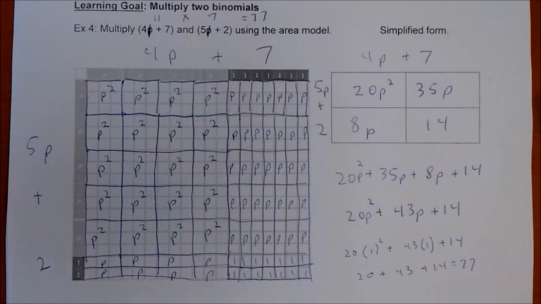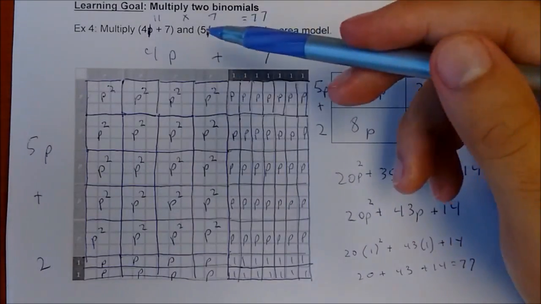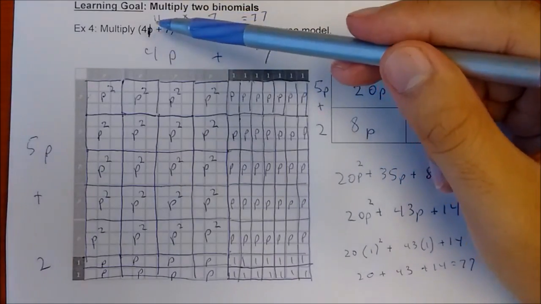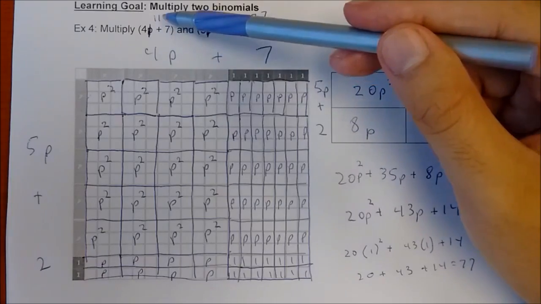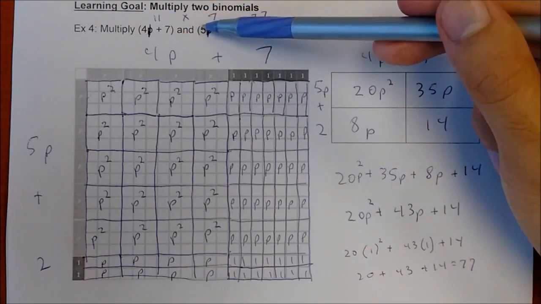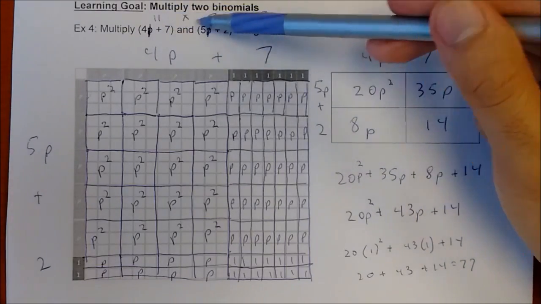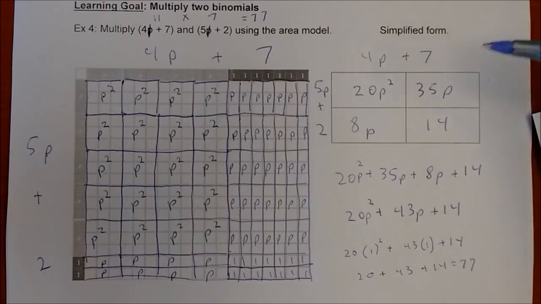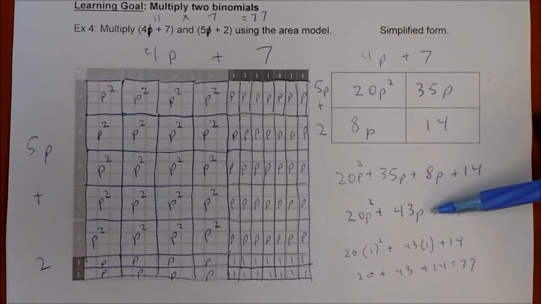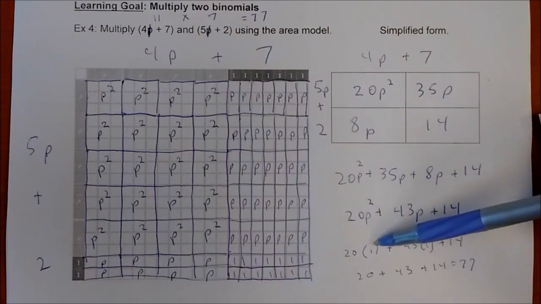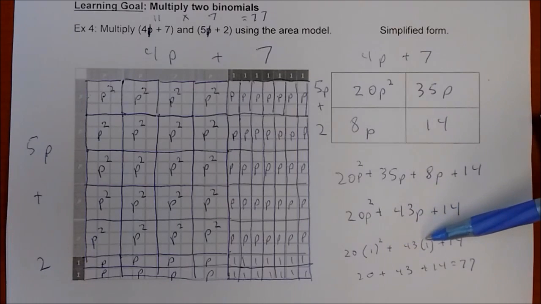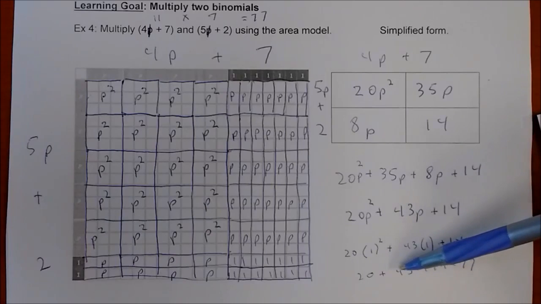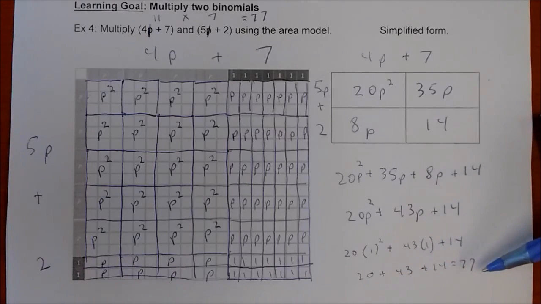Let's see how you did. So I substituted 1 in for the binomials, and I got 4 times 1 is 4, plus 7 is 11, and 5 times 1 is 5, plus 2 is 7, and 11 times 7 is 77. And then moving down to the trinomial over here, 20 times 1 squared plus 43 times 1 plus 14 is the same as 20 plus 43 plus 14, which equals 77.